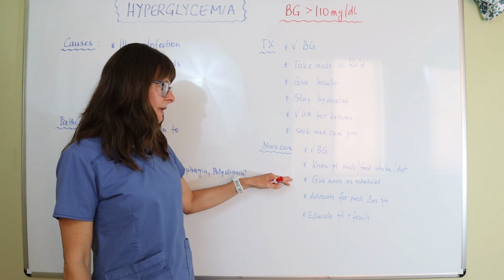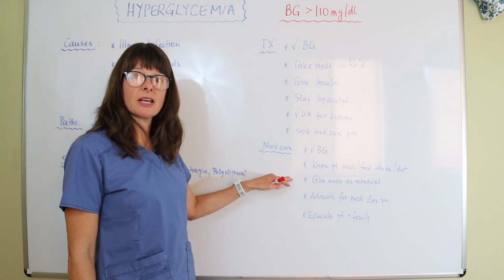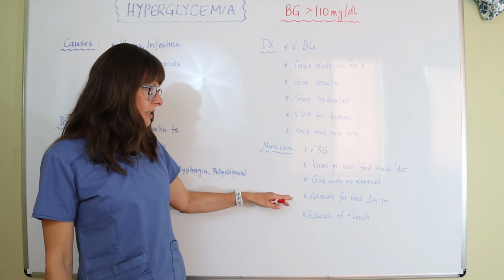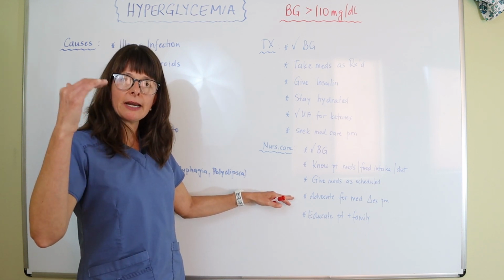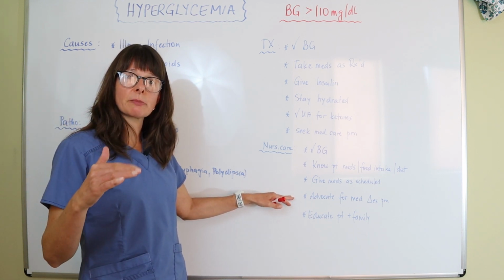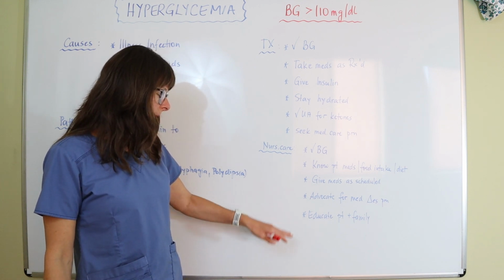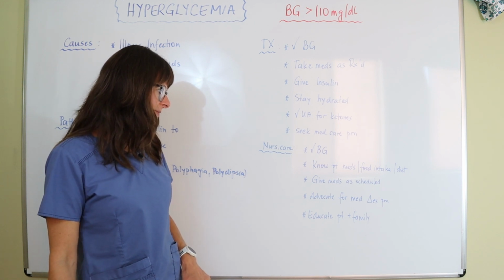Certainly, we need to give their medications as scheduled, and those are the oral anti-diabetic agents as well as insulin. And then advocate for medication changes as needed. If we notice the patient is continuously at a high level, then we need to adjust the medications to bring that level down to prevent any complications. And then educate patient and family, as I already discussed.